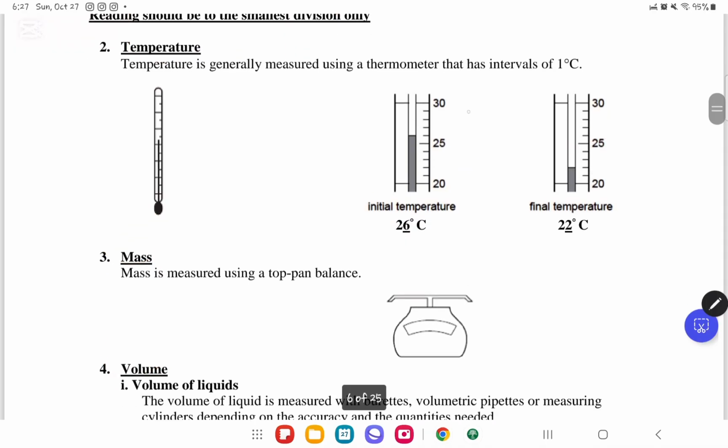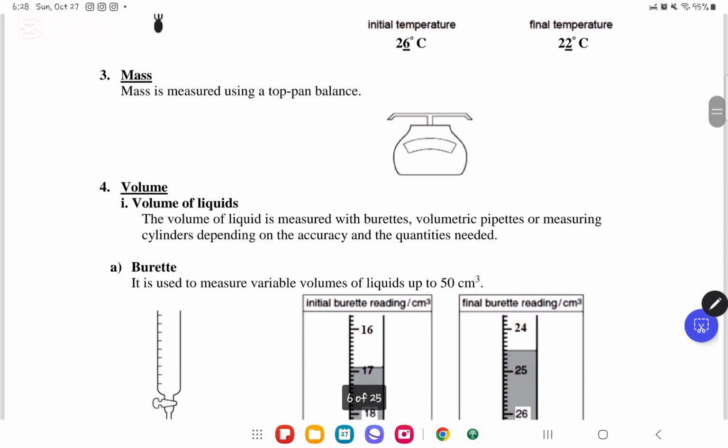Now, how do you measure the temperature? You measure the temperature using a thermometer, okay? It has intervals of 1 degree Celsius. Then the mass. How do you measure the mass? You measure the mass using a top pan balance. So you put something over here, for example, a block, and then it will measure like this. So something like this, yeah?